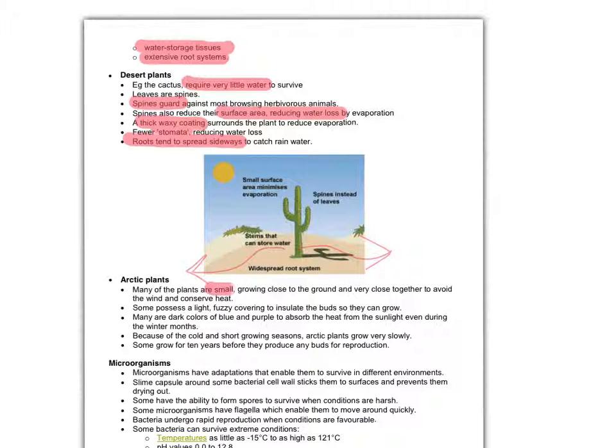The Arctic plants are small and grow close to the ground and close together to avoid the wind. Some will have a light fuzzy covering to insulate the buds so that they can grow. The colours tend to be dark so that they can absorb the heat even in winter. And they grow very slowly because of the cold and short growing seasons. Some of them might in fact grow for up to 10 years before they make any buds for reproduction.